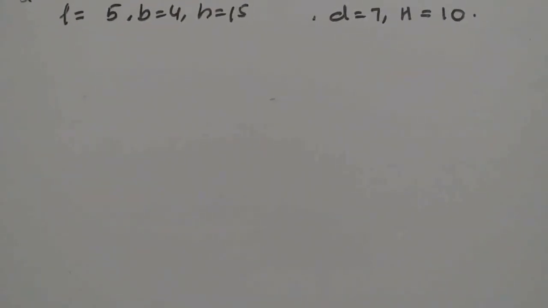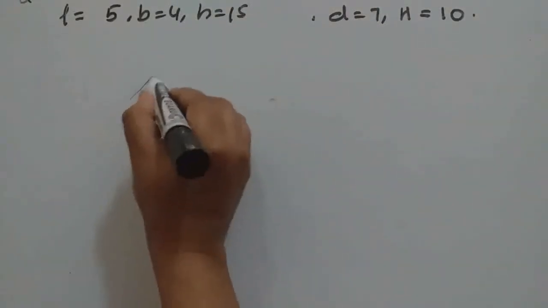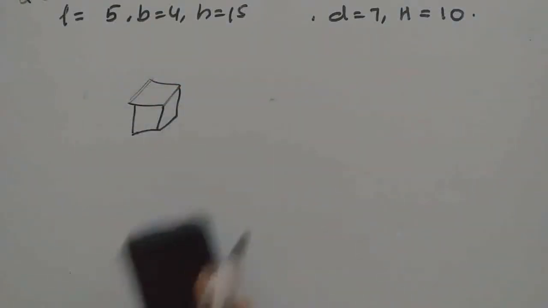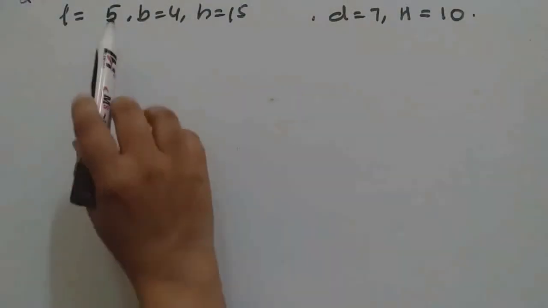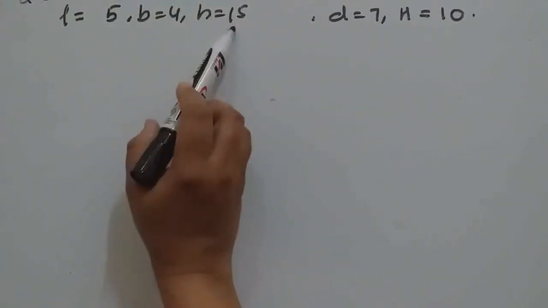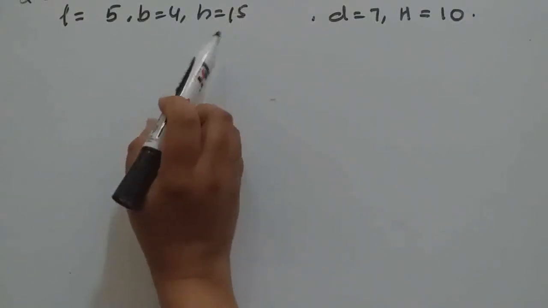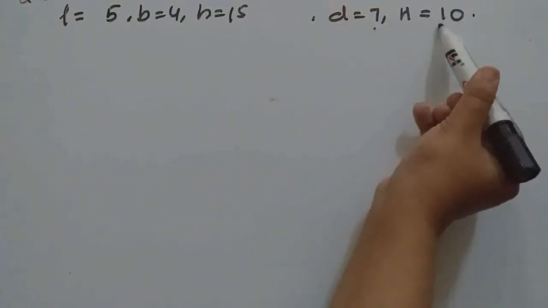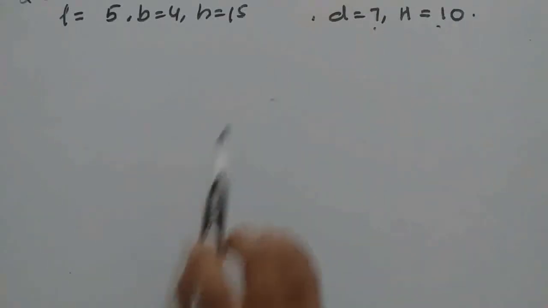For question number 3, it is given a soft drink is available in 2 packs. In the first one, a tin can with a rectangular base of length, rectangular base means it is in cuboidal shape. For that, length is given 5 centimeter, breadth is 4 centimeter, height is 15 centimeter. And then another can is in circular cylindrical shape where diameter is 7 centimeter and height is 10 centimeter. So which container has greater capacity?